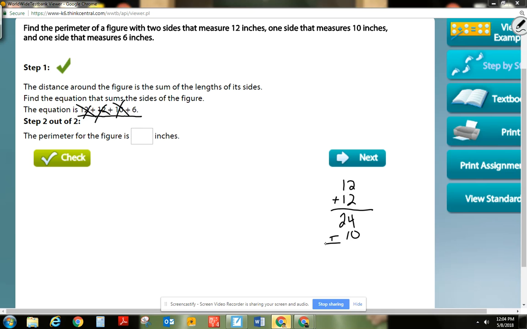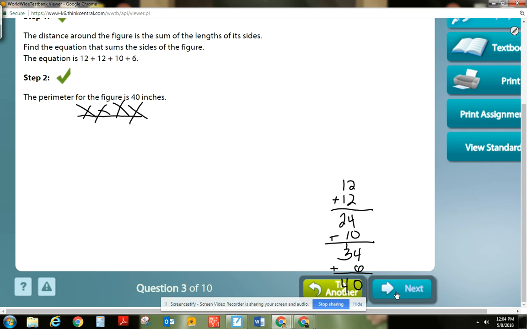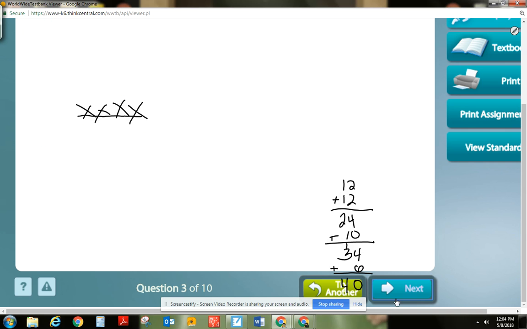Okay. I get 34. Now I need to add this 6 now. So my perimeter is 40 inches. And next.